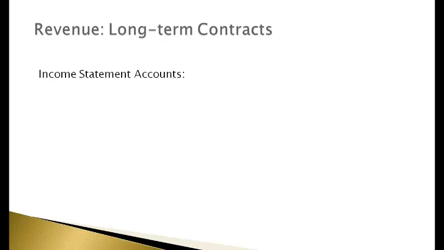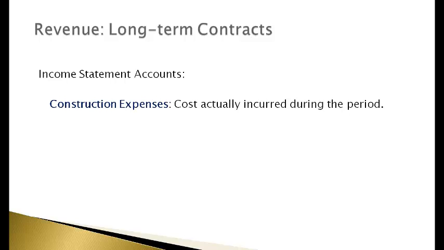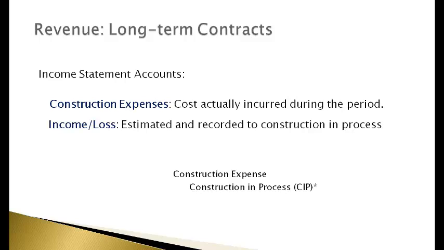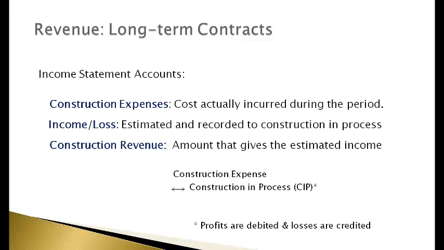The percentage of completion method recognizes revenues and expenses, or cost of goods sold, at the end of each period. Expenses are recorded for the cost actually incurred during the period. Income earned to date is estimated and recorded to Construction in Process, or CIP. Profits increase expected future benefit and are recorded as a debit to CIP. Losses decrease expected future benefit and are recorded as a credit to CIP. Revenue is recorded for the amount that gives the estimated income for the period.